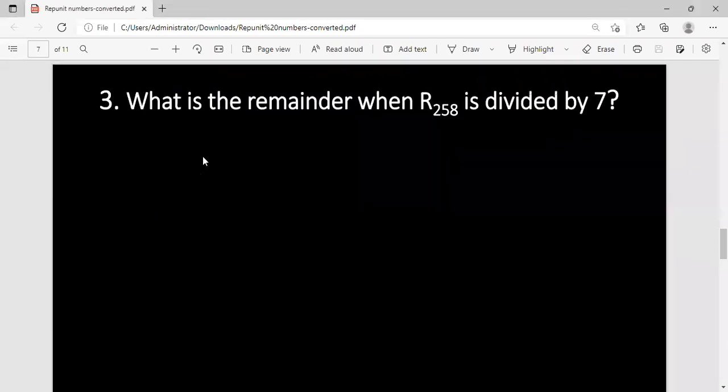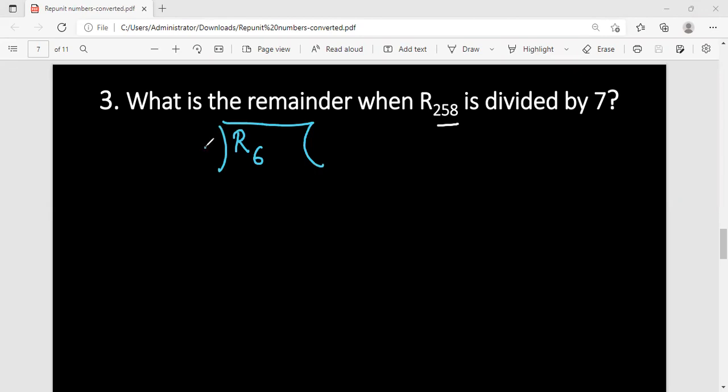Let us take now this. What is the remainder when R258 is divided by 7? I'm not saying divisible by 7. ठीक है, mind my words. R258 is divided by 7. अब 258 वाला तो बहुत बड़ा क्वेश्चन हो गया है, बट 7 के लिए तो we have just calculated that R6 when divided by 7, remainder we are getting a 0.